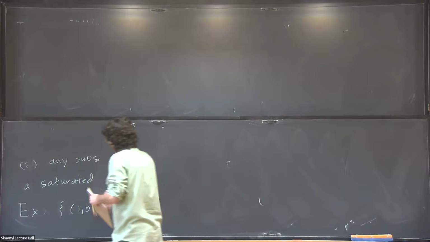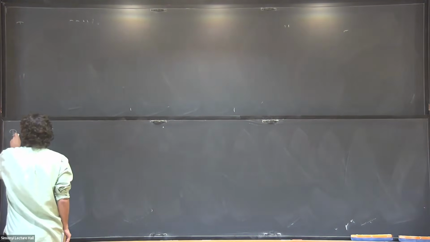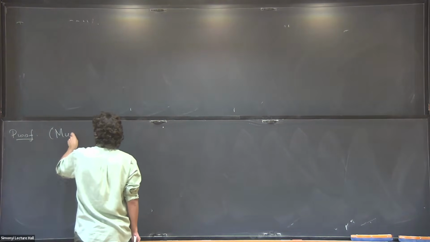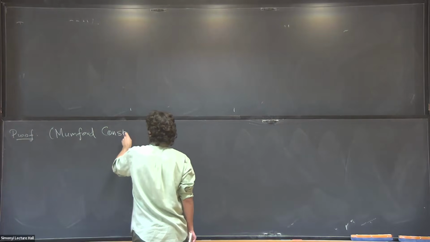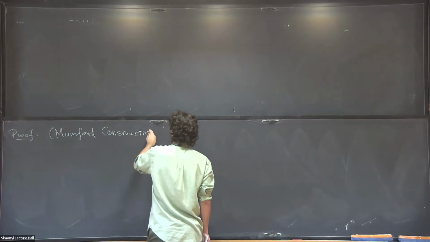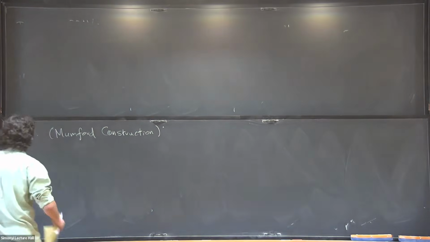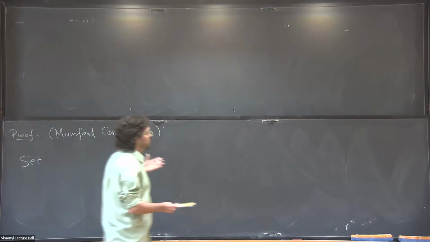So I think we'll get a better sense of the meaning of a nodal morphism by drawing a picture and then going through the proof of this theorem. So I'll just give a sketch. The key input is the so-called Mumford construction of degenerating abelian varieties. So the setup is as before.